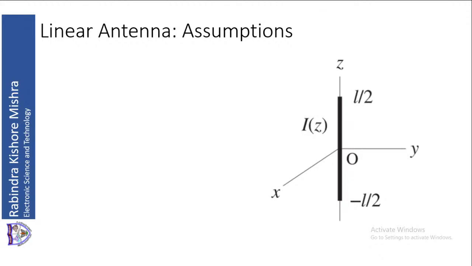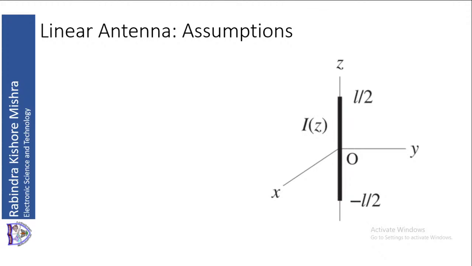Now suppose we are going to consider a linear antenna. A linear antenna should always be of finite length. It should not be of infinite length. It can be extremely small, but the length should exist. It should be finite. It cannot be infinite. Now assume that this linear antenna is oriented along a line which is along the z direction.